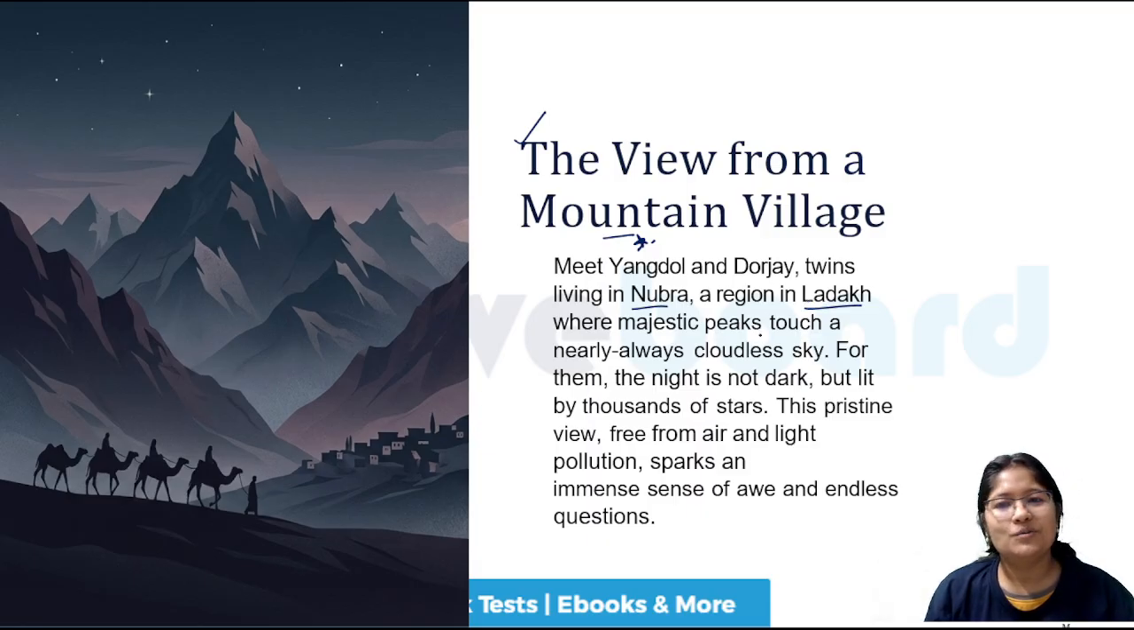nearby almost cloudless sky. And from there, we observe that the night is not dark, but is lit by thousands of stars. This is because the air is dust free. The dust which we see in the city, the formation of too many clouds, and the fog, dust and smoke are not there in, say, pollution free villages.